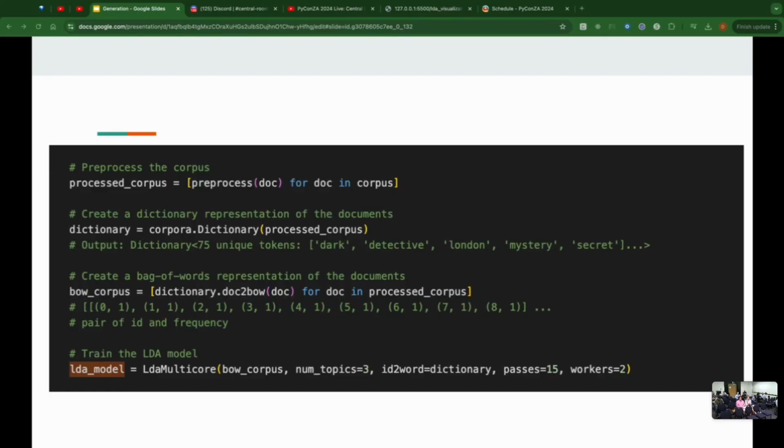And then we have passes. The passes parameter determines how many times the LDA algorithm iterates over the entire corpus. This is important because LDA is an iterative algorithm that refines its estimates with each pass. More passes can lead to better topic coherence and also increase the computation time. So it's all about finding the balance between model quality and computational efficiency.